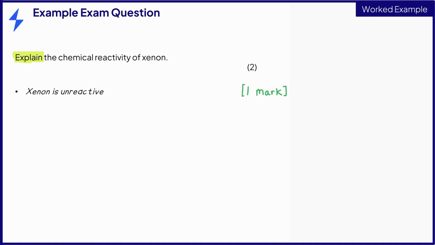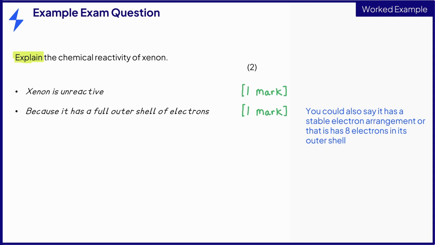You always need to refer to the outer shell of electrons when explaining how reactive an element is. As xenon is unreactive, you need to explain that it has a full outer shell of electrons. There are other ways of wording this answer that would be acceptable for the second mark, which are that xenon has a stable electron arrangement or that it has 8 electrons in its outer shell.